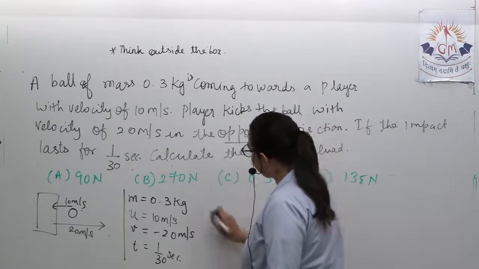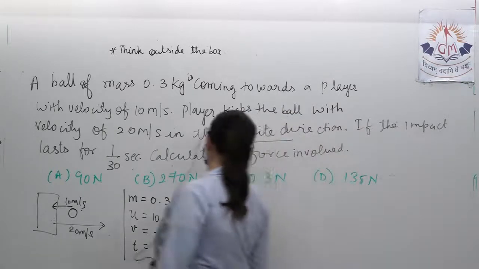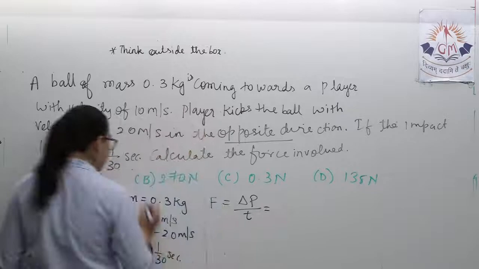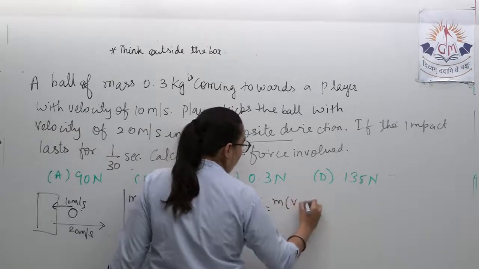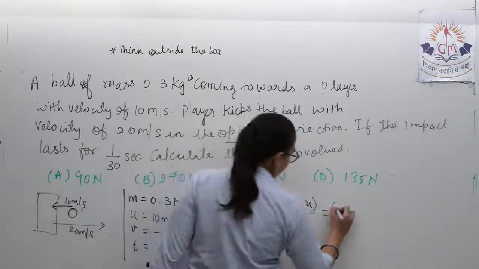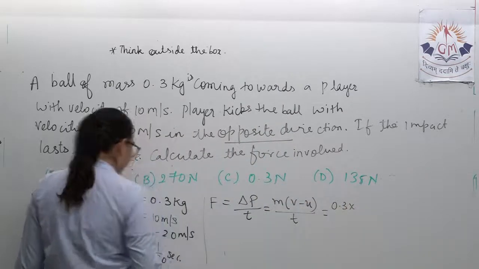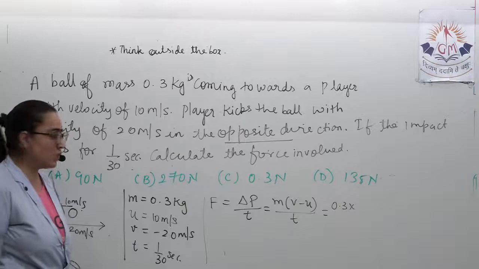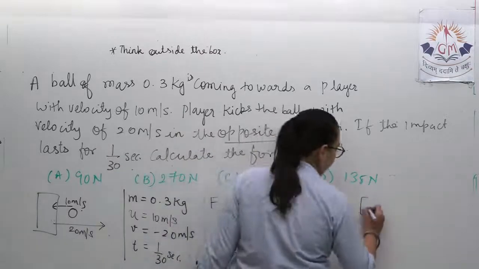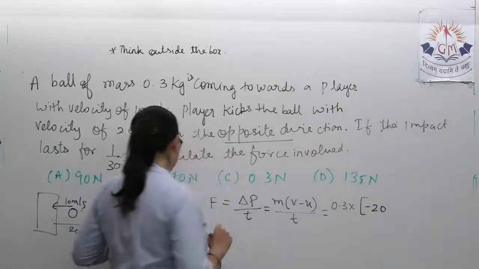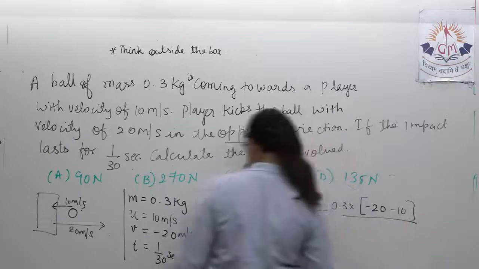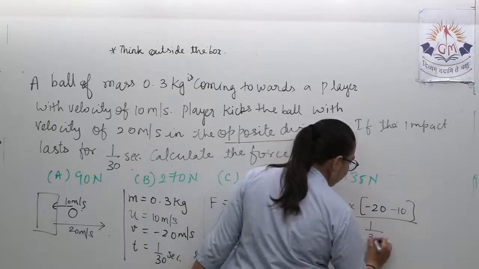F is equal to delta P upon T. What is the change in momentum? M (V minus U) upon T. M is 0.3. What is V minus U? V is minus 20. Can you see over here? V is minus 20, U is 10. Minus sign will remain as it is, upon time, which is 1 upon 30 seconds.